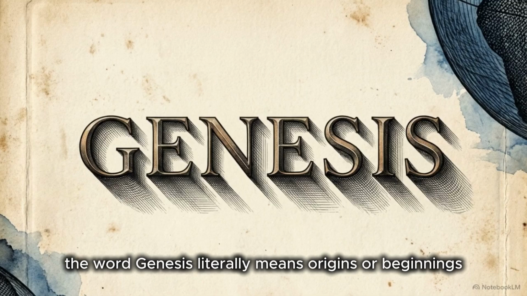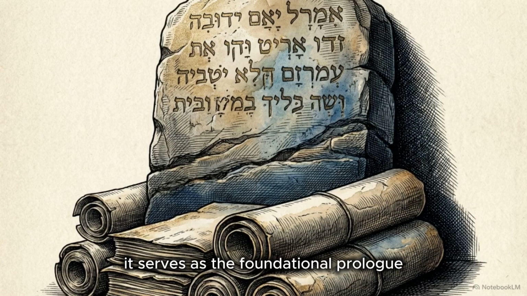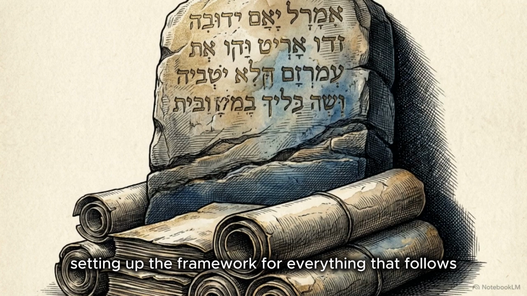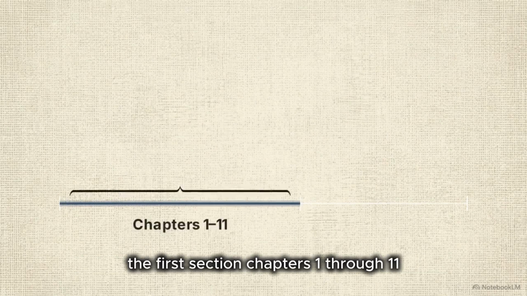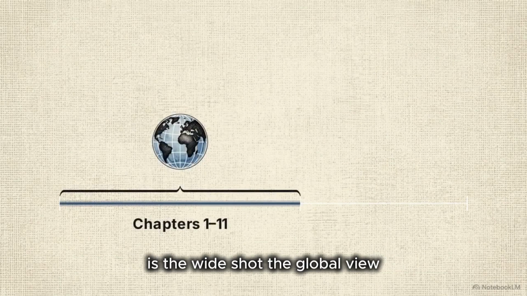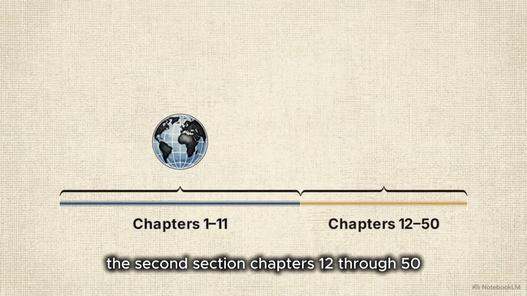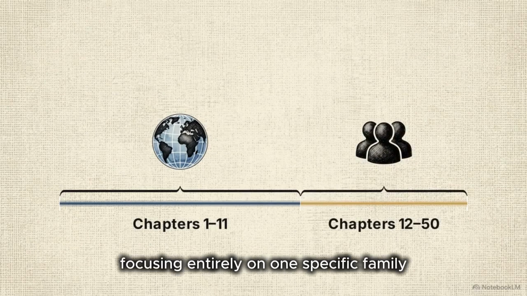The word Genesis literally means origins or beginnings. It serves as the foundational prologue for the entire biblical library, setting up the framework for everything that follows. This diagram shows how the book is split into two distinct halves. The first section, chapters 1 through 11, is the wide shot, the global view. The second section, chapters 12 through 50, is the close-up, focusing entirely on one specific family.